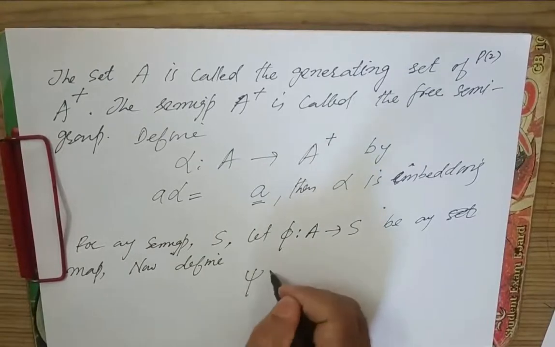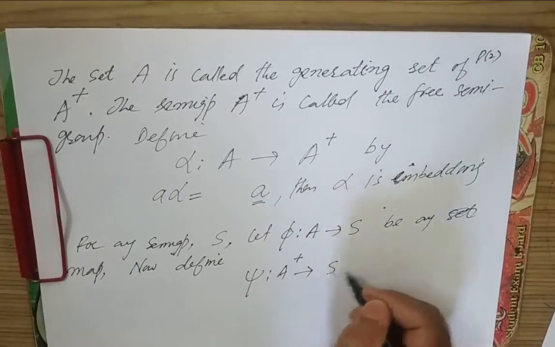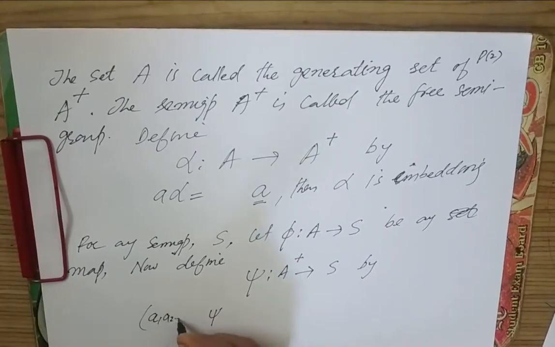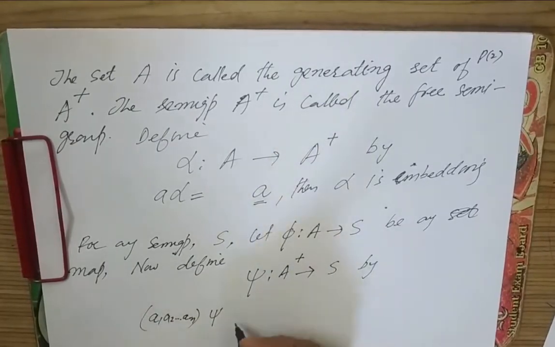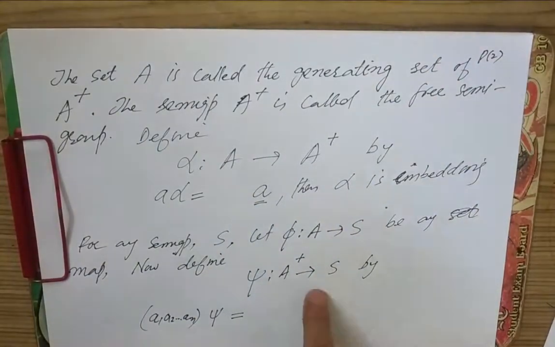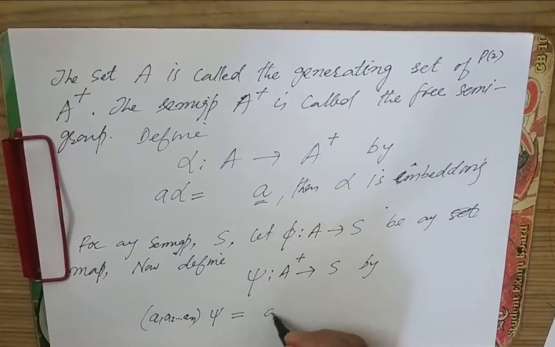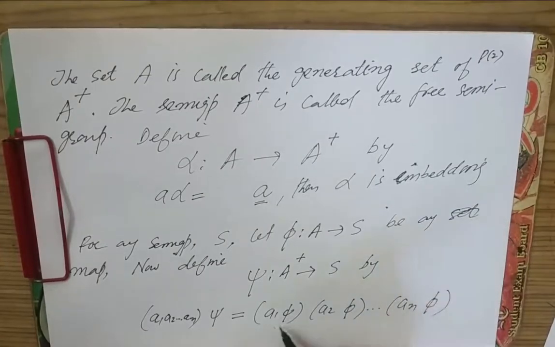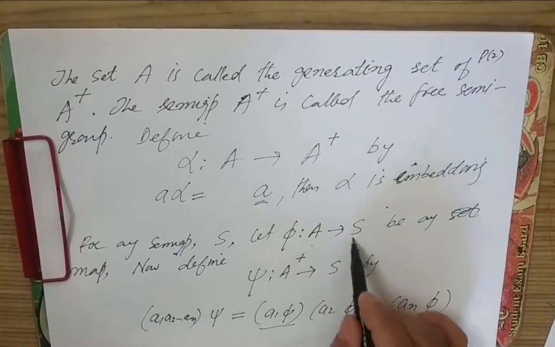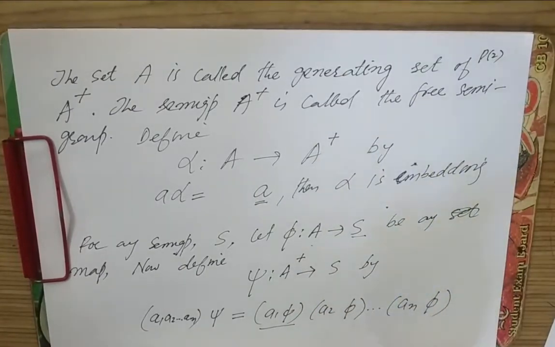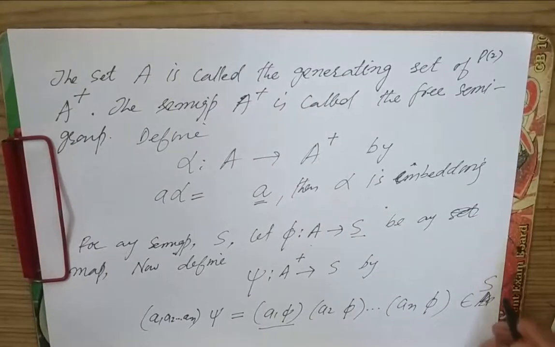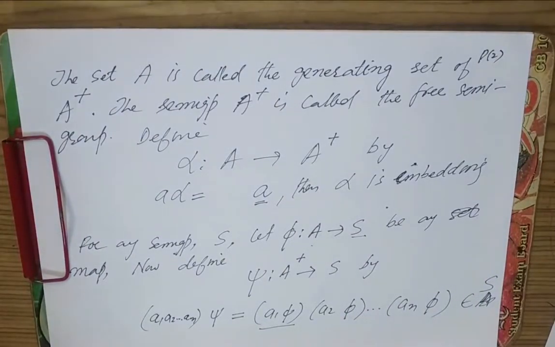Define psi from A plus to S by psi of any word with letters from A, it should be in S. I will define it by A1 phi, A2 phi, and so on, AN phi. Because phi is a map from A to S, A1 phi is an element of S, A2 phi is an element of S, AN phi are all elements of S. So it is just the product of n elements of S, so that means it belongs to S. So it's a map from A plus to S, and you can easily verify that this map is well defined.